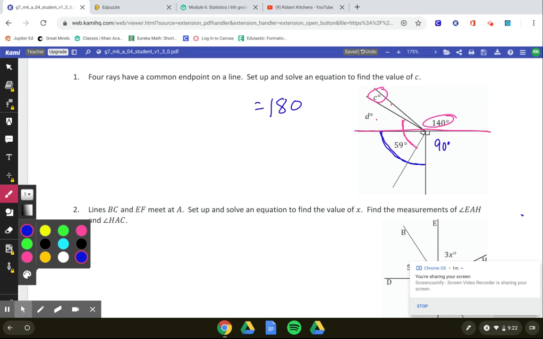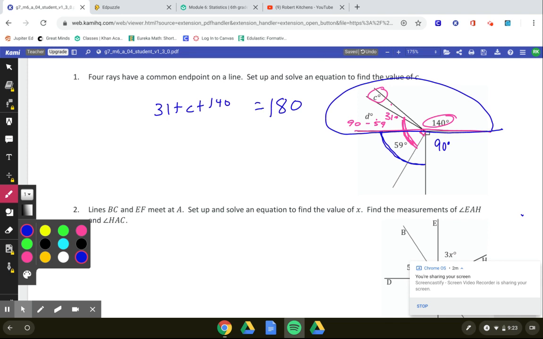So I'm going to set that up. Now I need to find out what D is first. And I can do that because if I look at these 2 angles here to make a right angle, I know that D is going to be 90 minus 59. And 90 minus 59 is going to give me 31 degrees. So I can use that then to write my equation. Again, I'm looking at these 3 angles here, and I have 31 plus C plus 140 equals 180.